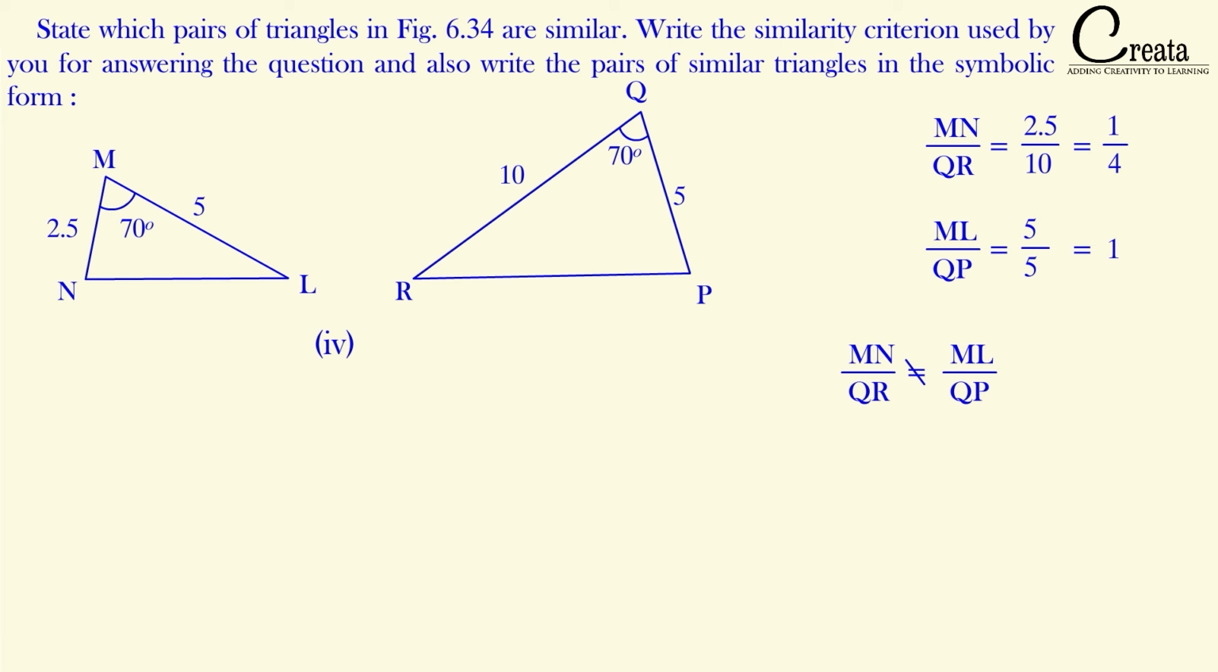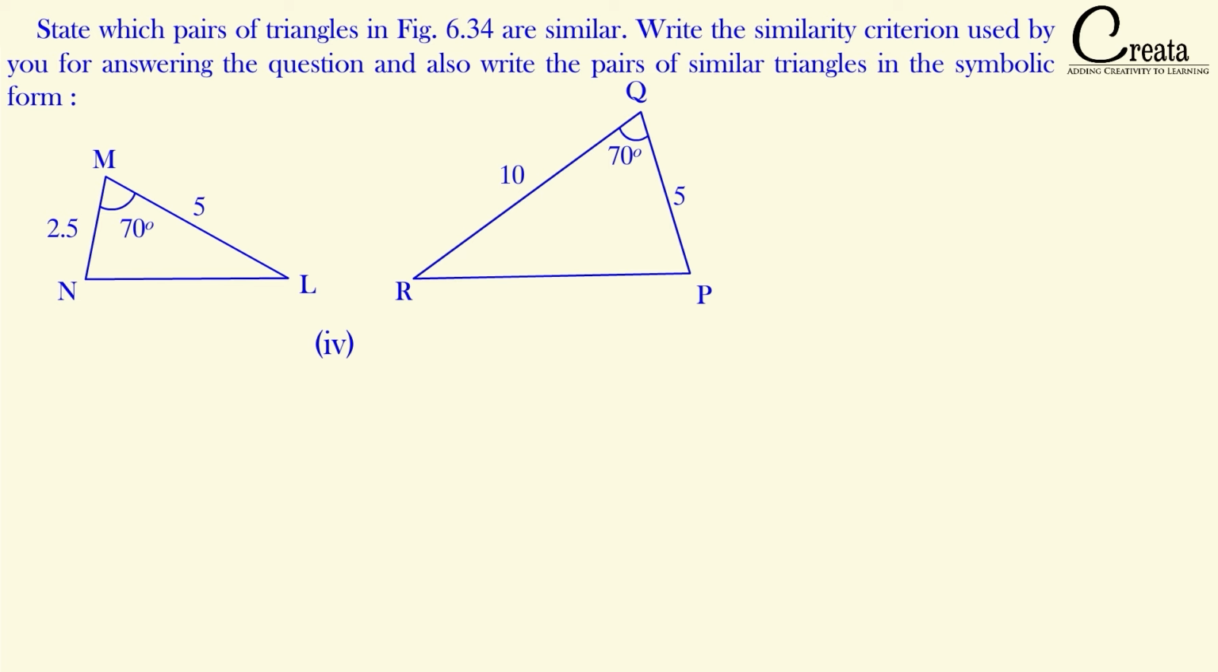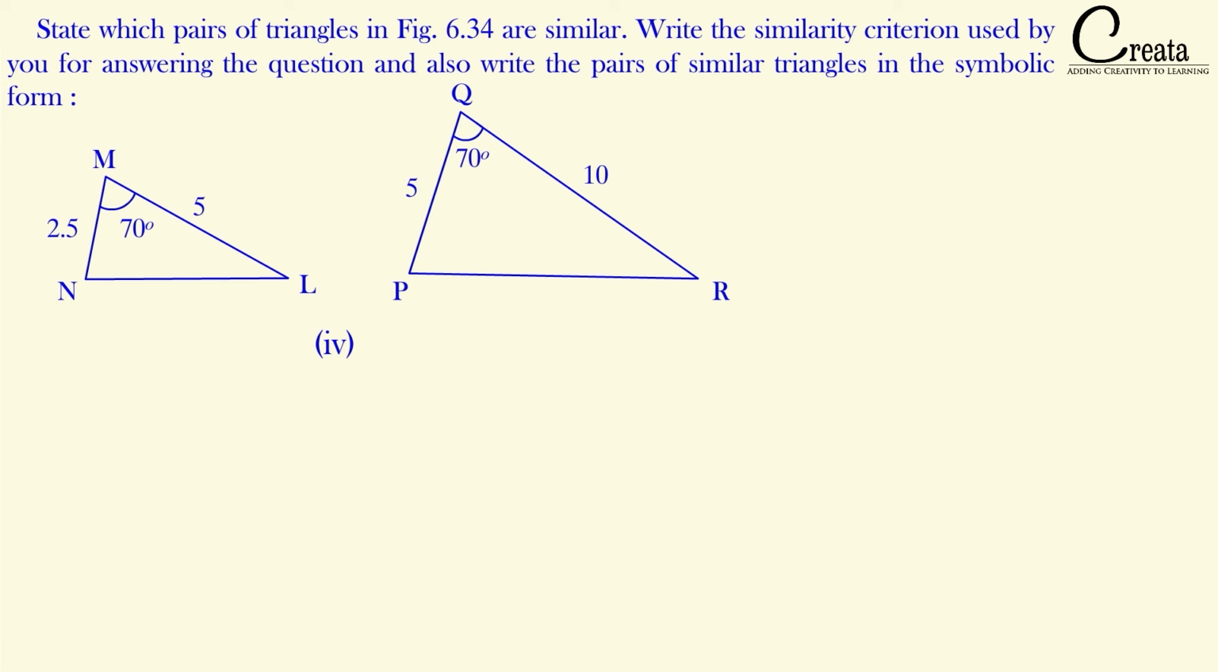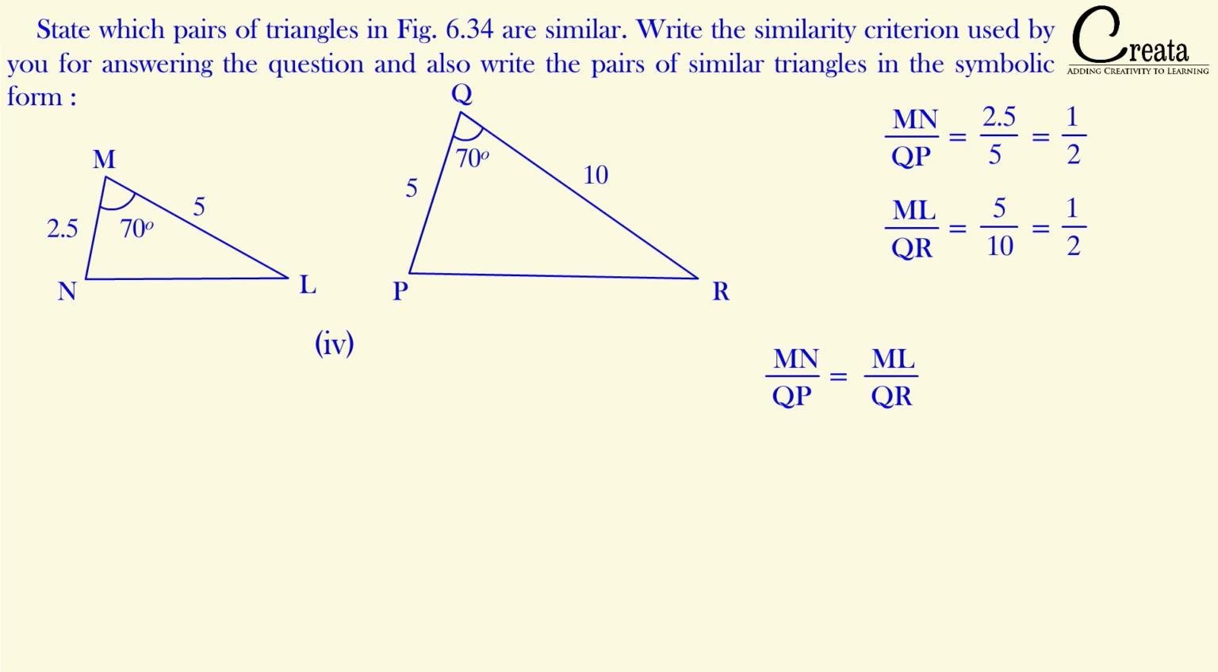But wait, hold on, one more trick is here. Here the ratio of the corresponding sides are not matching. But if we just flip the triangle with the axis around the angle Q, here we got the corresponding side to MN as QP. Got it? Now if we take the ratio of MN upon QP, it will be 2.5 upon 5, that is 1 by 2. And if we take the ratio of ML upon QR, it will be 5 upon 10, that is 1 by 2. Now the ratio of the corresponding sides are matching.